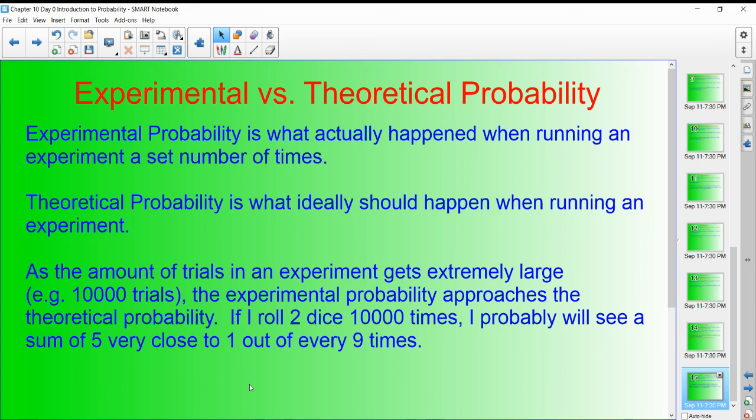So if I roll 2 dice 10,000 times, I'll probably see about 1 out of every 9 rolls have a sum of 5, because that's my theoretical probability. Now throughout this chapter we're going to look at theoretical probabilities of different events with cards and dice and coins, which have randomness to them. So we can't influence what's going to happen. We're just going to look at their probability.